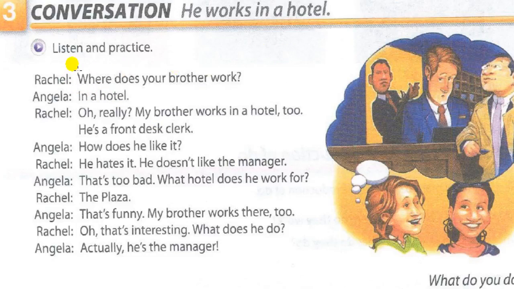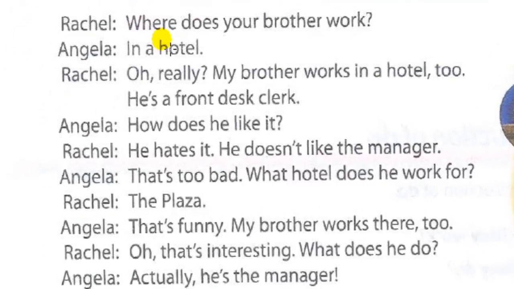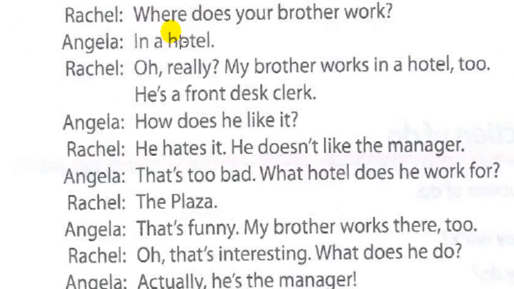Page 51. Exercise 3. Conversation. He works in a hotel. Listen and practice. Where does your brother work? In a hotel. Oh, really? My brother works in a hotel too. He's a front desk clerk. How does he like it? He hates it. He doesn't like the manager. That's too bad. What hotel does he work for? The Plaza. That's funny. My brother works there too. Oh, that's interesting. What does he do? Actually, he's the manager.